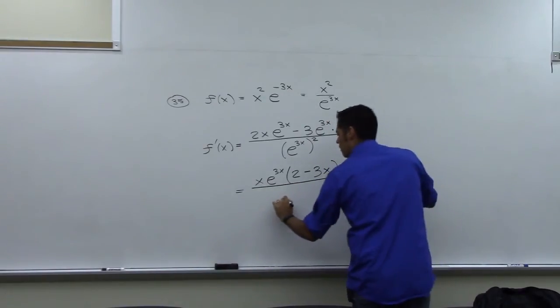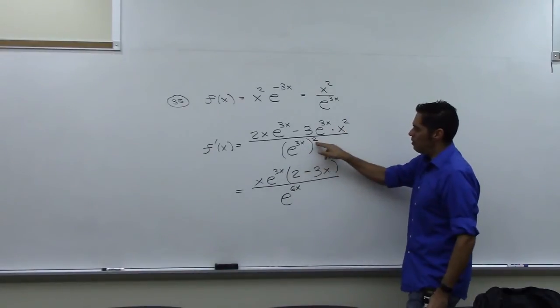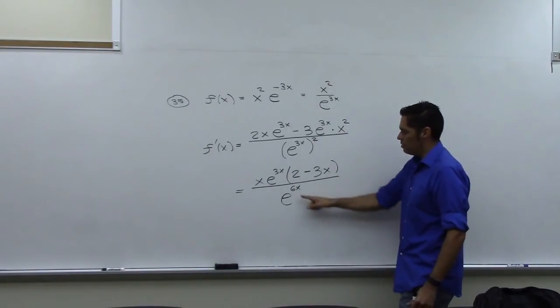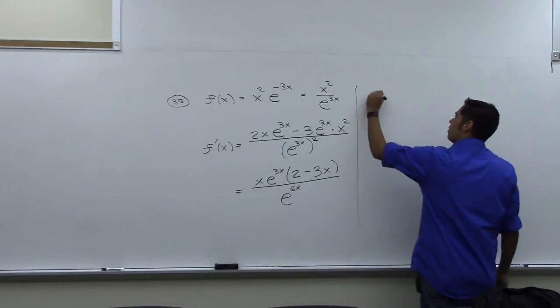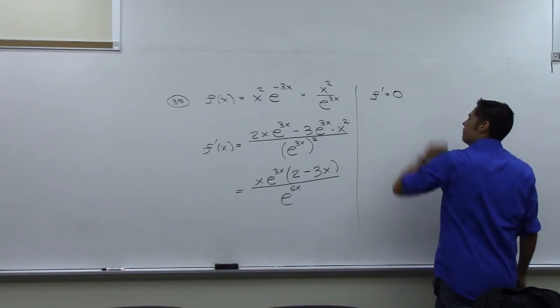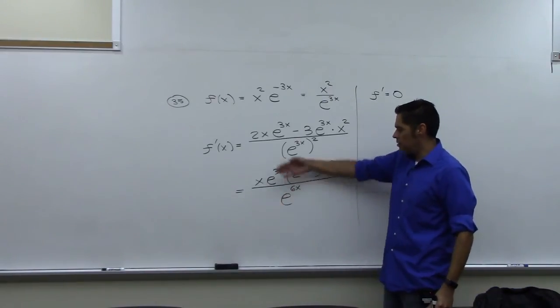And then over, how about this? E to the 6x. So something to a power, you multiply the powers. 3x times 2 is 6x. There's my derivative. Now, I want to know when the derivative is 0. So I have a fraction, so all I have to consider is the top.